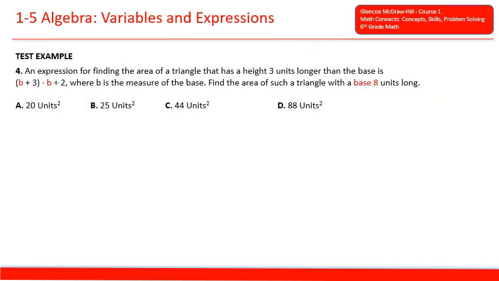Test example. An expression for finding the area of a triangle that has a height of 3 units longer than the base is (b + 3) times b divided by 2, where b is the measure of the base. Find the area of such a triangle with a base 8 units long.